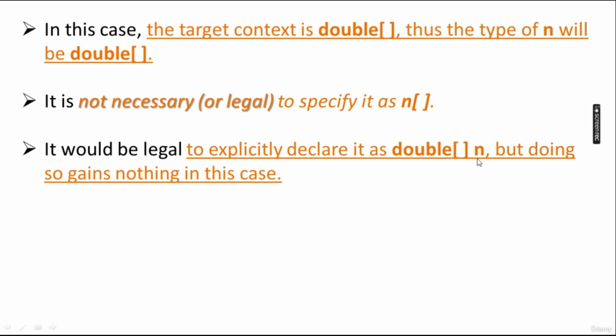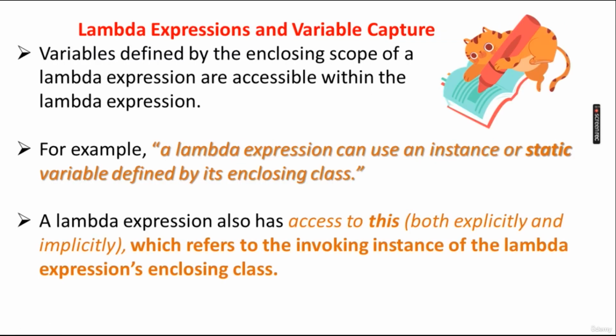And how will you understand which is the type? It will be inferred from the target context. Lambda expression and variable capture. Variables defined by the enclosing scope of a lambda expression are accessible within the lambda expression only. Likewise, the scope and lifetime of the variable we have seen while introducing Java. Same way here also, variables defined in the scope of the lambda expression are accessible within the lambda expression itself.